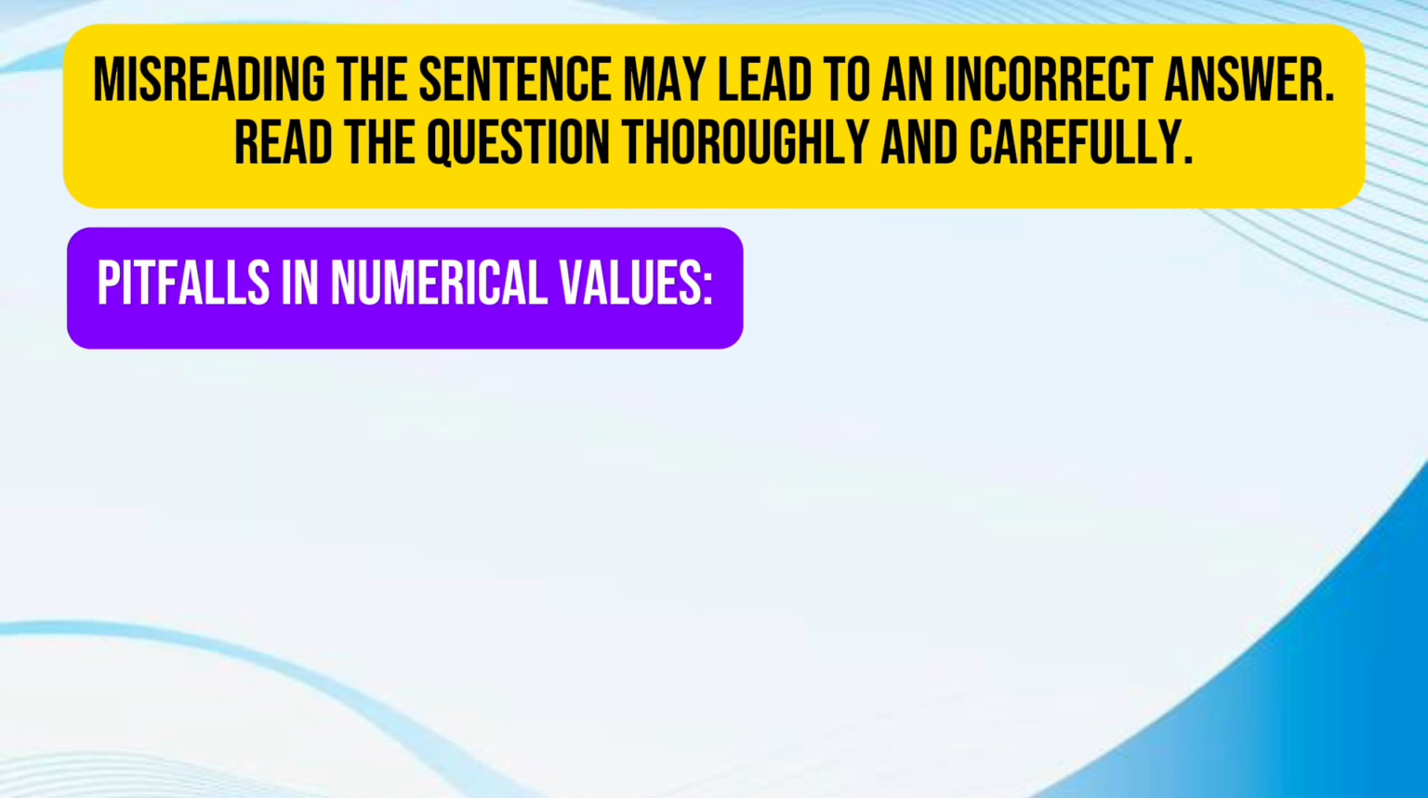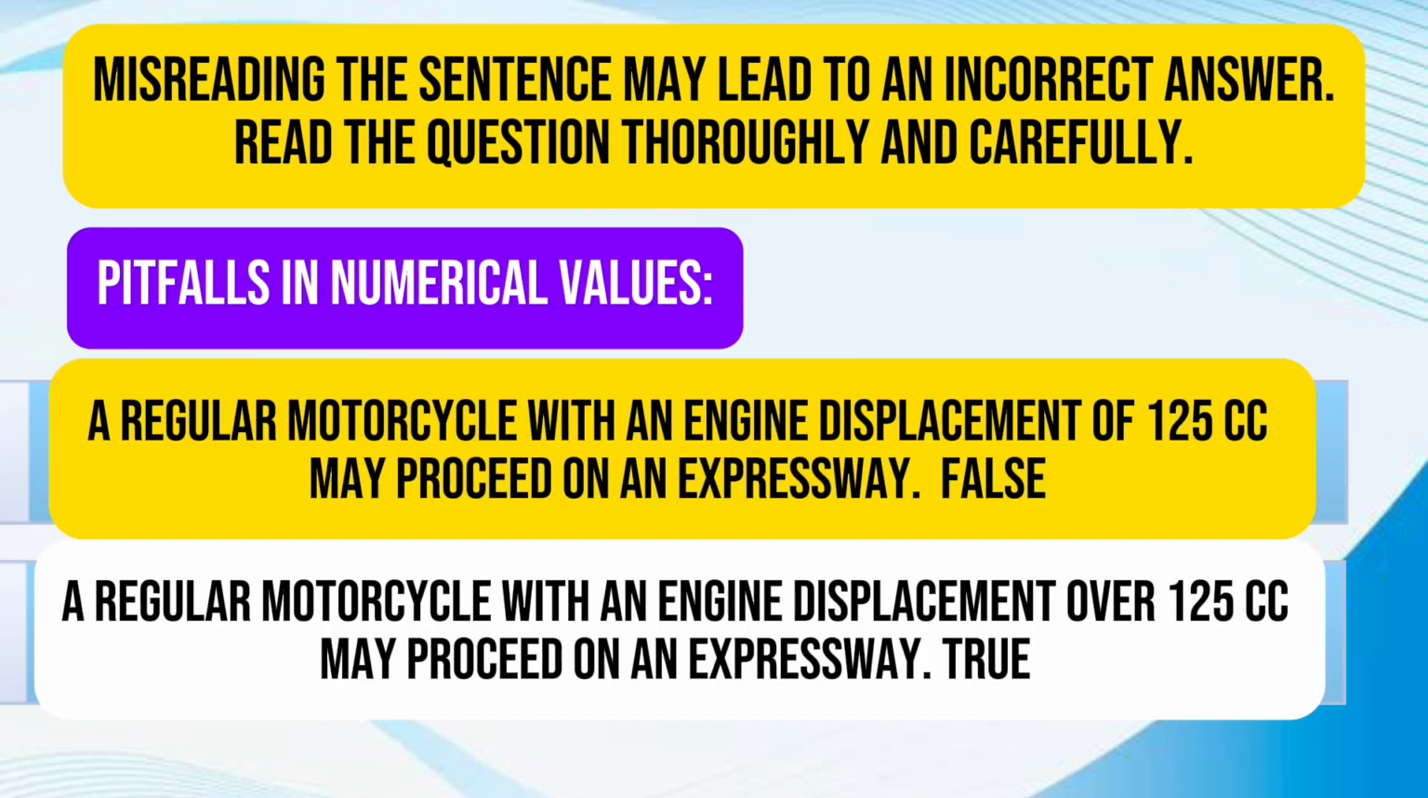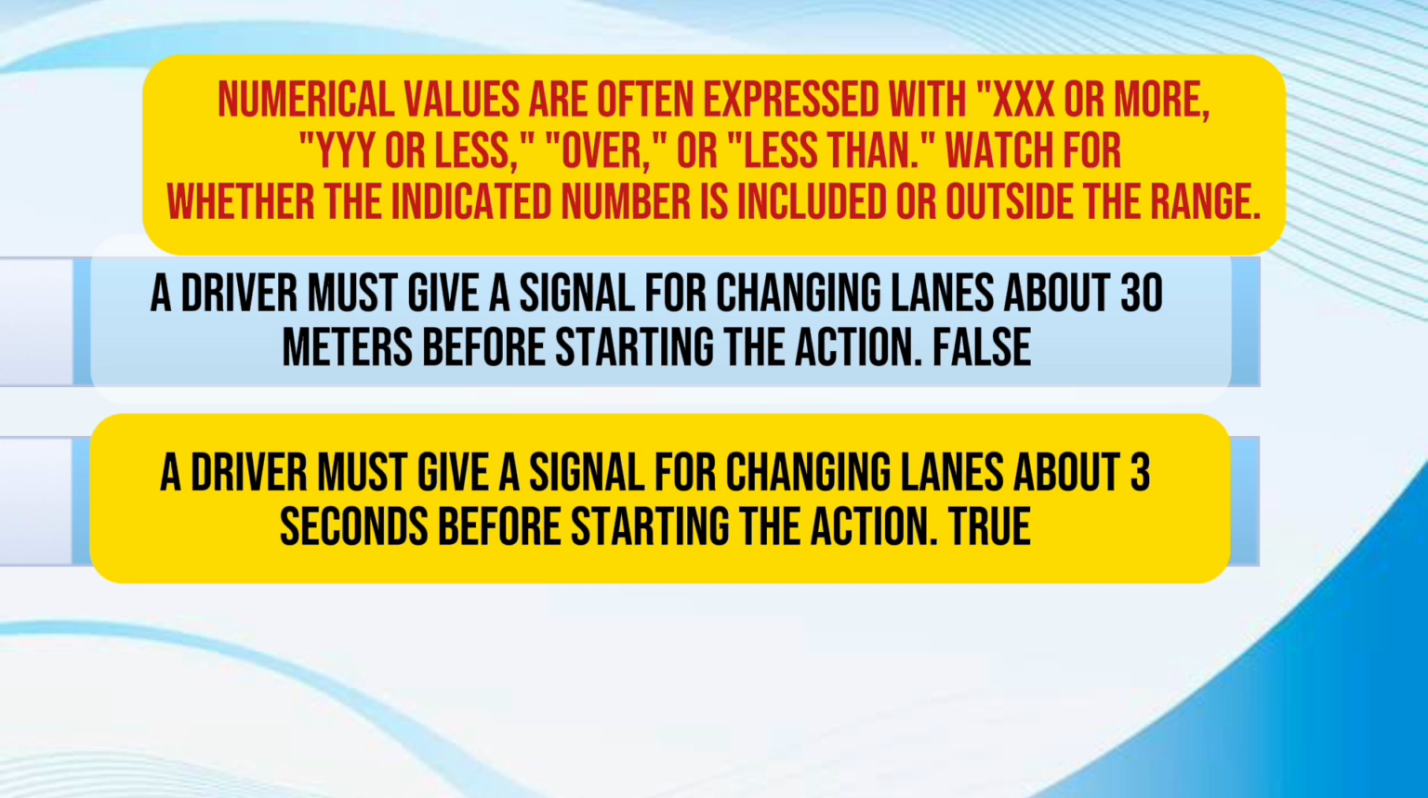True. A regular motorcycle with an engine displacement of 125 cc may proceed on an expressway. False. A regular motorcycle with an engine displacement over 125 cc may proceed on an expressway. True. Numerical values are often expressed with XXX or more, Y or less, over, or less than. Watch for whether the indicated number is included or outside the range.